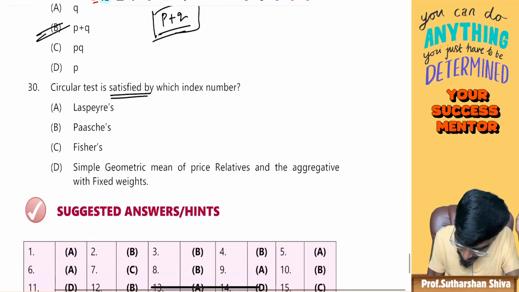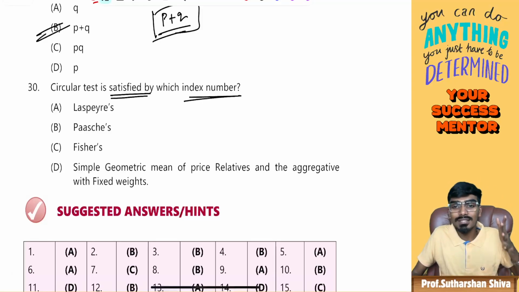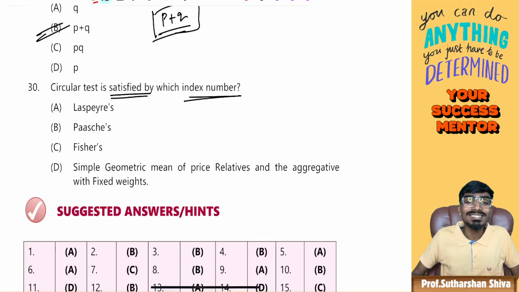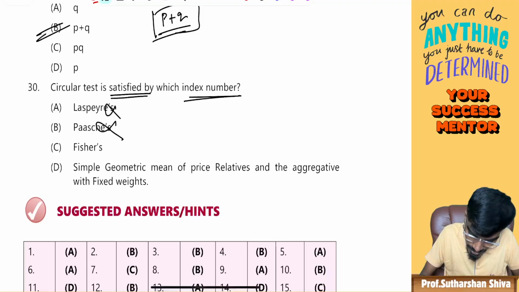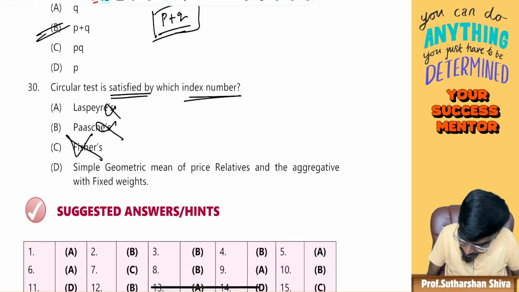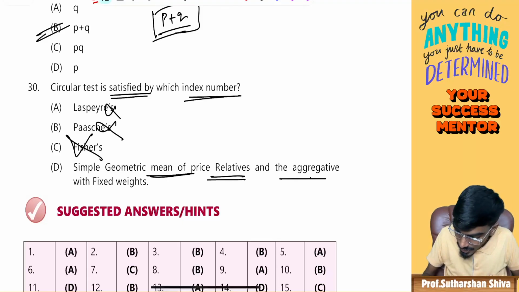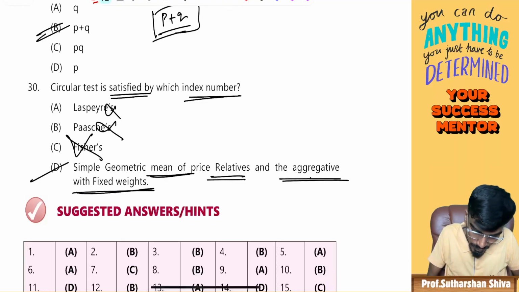Circular test is satisfied by which index number? The last question, guys. In just 28, 29 minutes, we are completing this. Circular test is satisfied by which index number? It is not by Laspeyres, it is not by Paasche, it is not by Fisher, it is by simple geometric mean of price relatives and then aggregate with fixed weights.